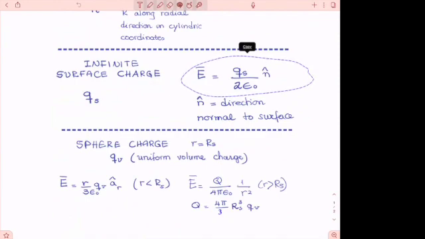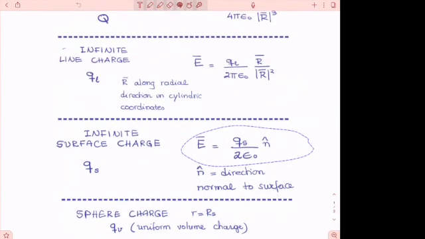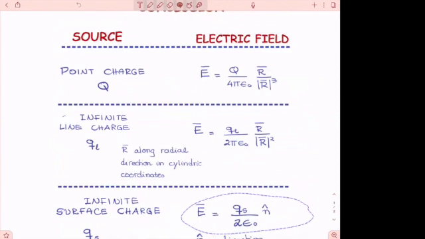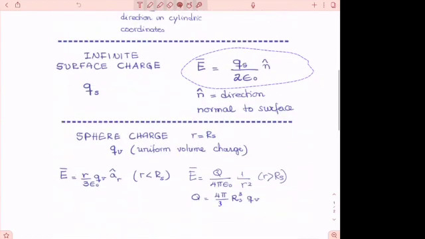So 3D, 1/r squared. Let me just go back, I don't want to confuse. Point charge, where I use spherical coordinates, 1/r squared. Line charge, where I use cylindrical coordinates, all right, because it's infinite, 1/r. Infinite plane charge, constant.